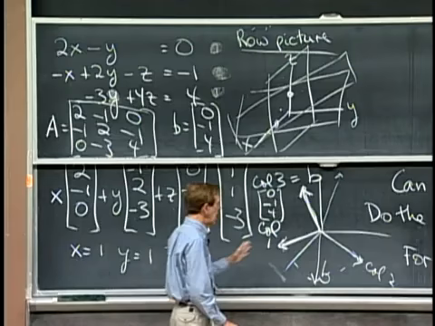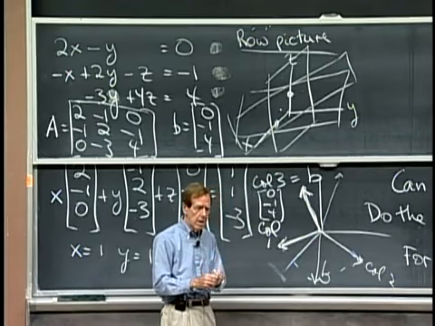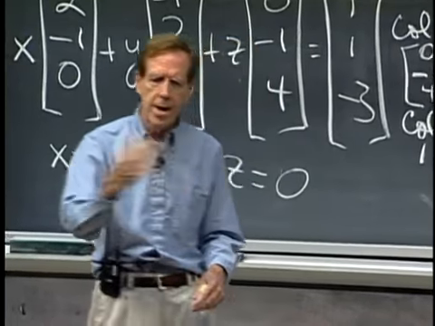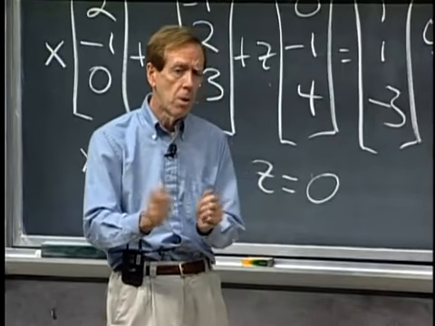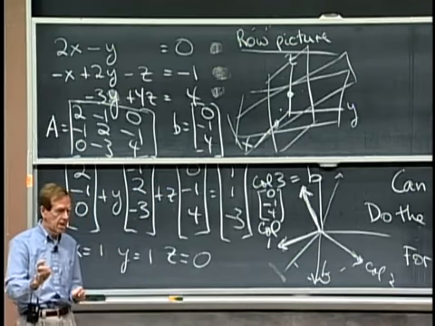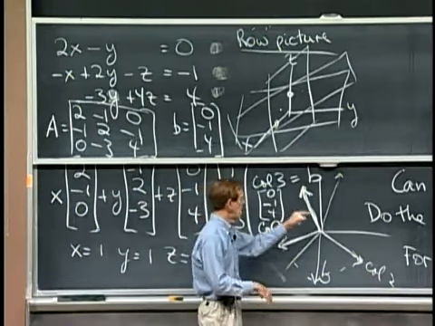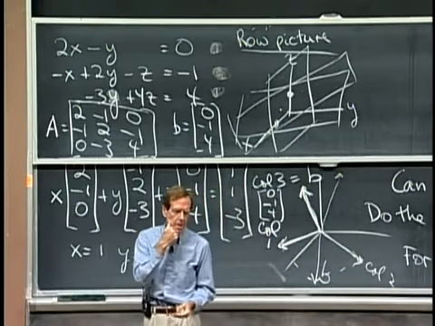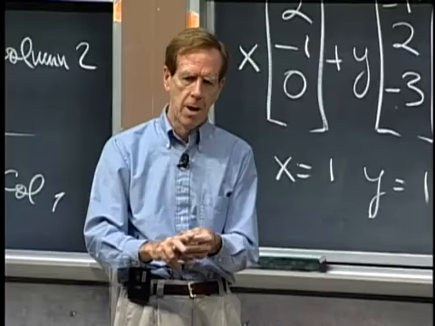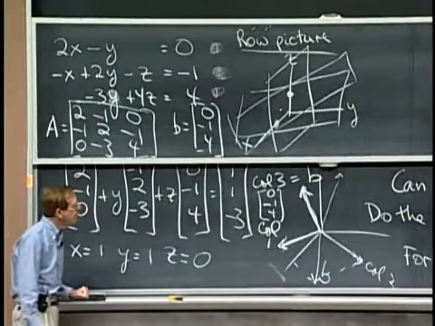Because if column 3 is in the same plane as column 1 and 2, I don't get anything new from that. All the combinations are in the plane, and the only right-hand sides B that I could get would be the ones in that plane. So I could solve it for some right-hand sides when B is in the plane, but most right-hand sides would be out of the plane and unreachable. So that would be a singular case. The matrix would be not invertible. There would not be a solution for every B. The answer would become no for that.